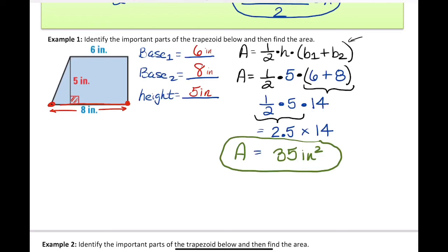Make sure you use the appropriate label when you're labeling answers for area, because that's always going to be square units right there. I don't know if anyone ever does this, just while I'm thinking of it, because this is what I did in my head. Whenever you multiply by 1/2, I know this is 2.5, but it's got a 1/2 as a part of it.